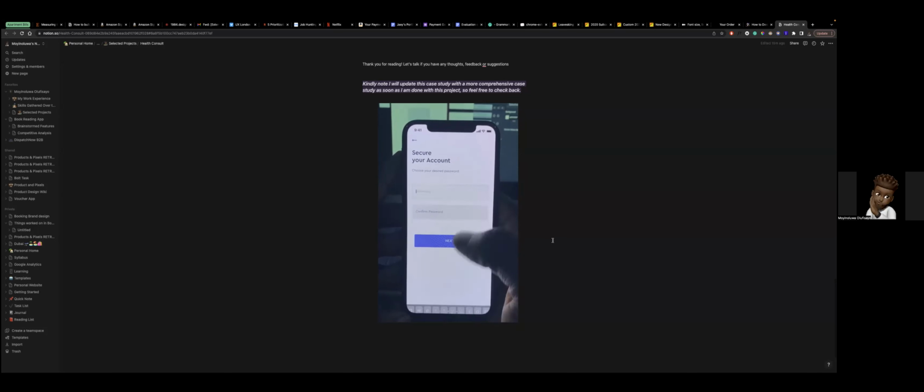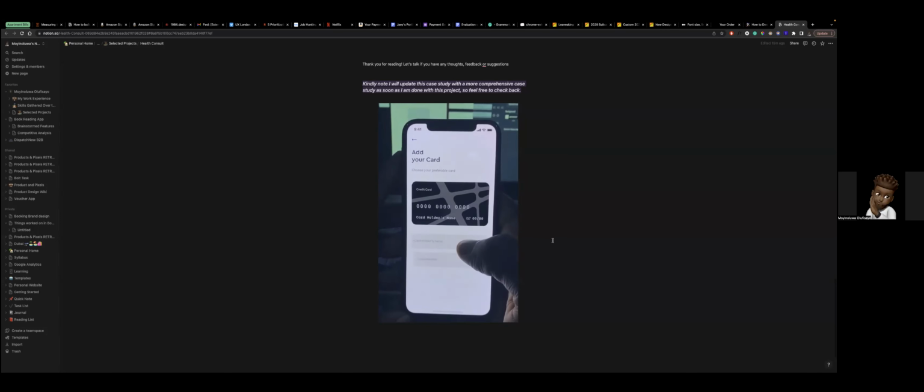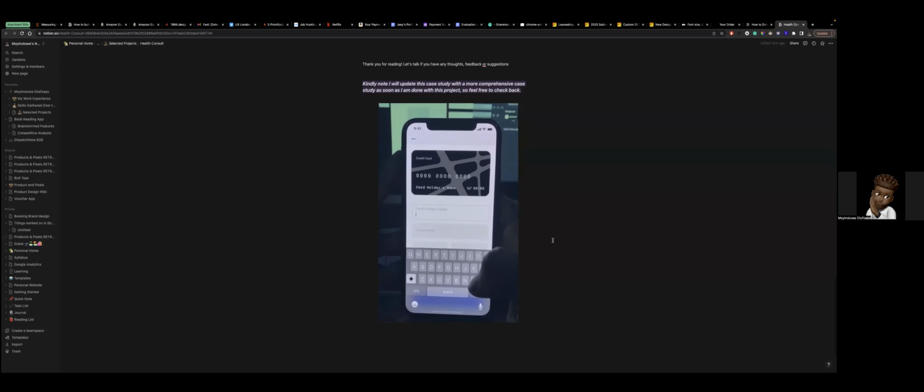Now, the process by which I'm inputting my data into the application is what we call user experience. So this is how the user gets to interact with your product. The process by which the user interacts with your product is what is called user experience.